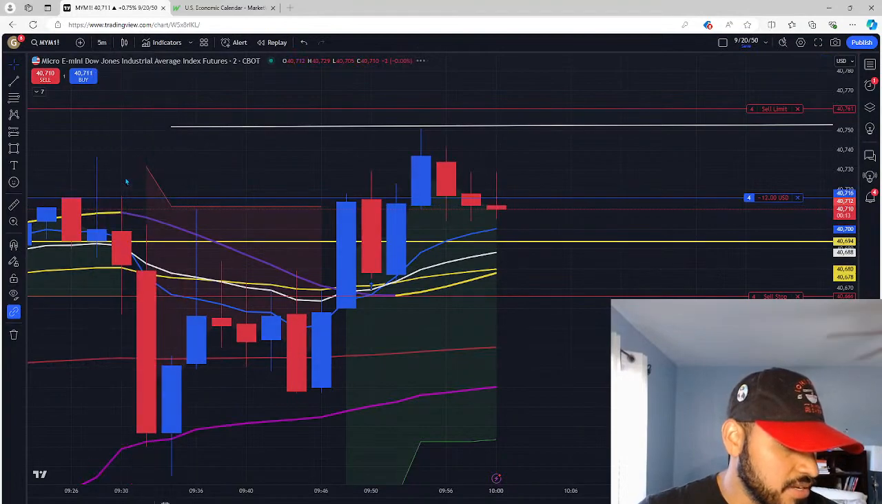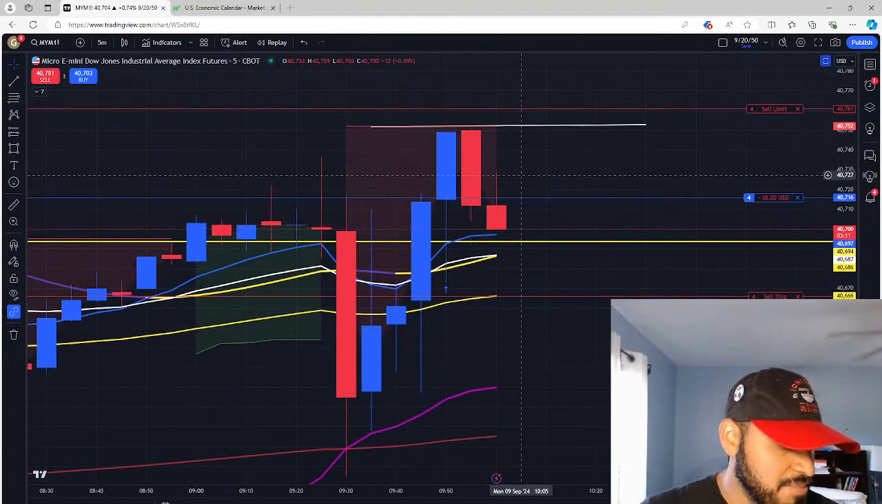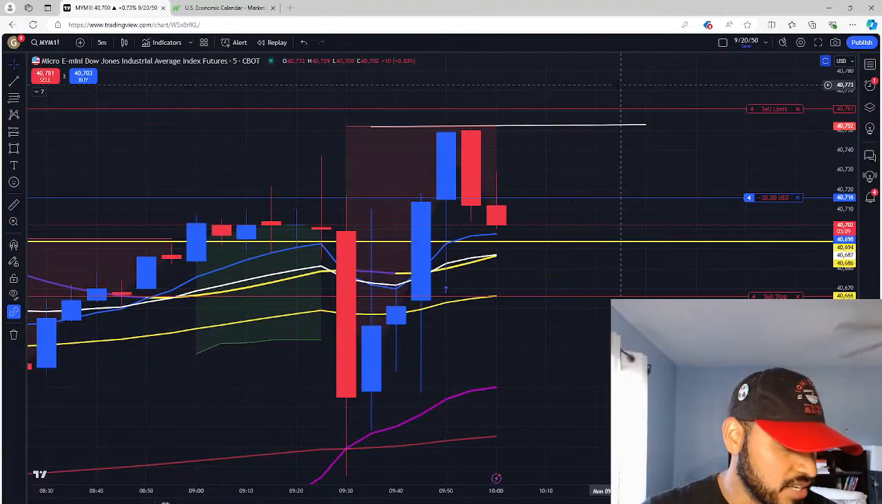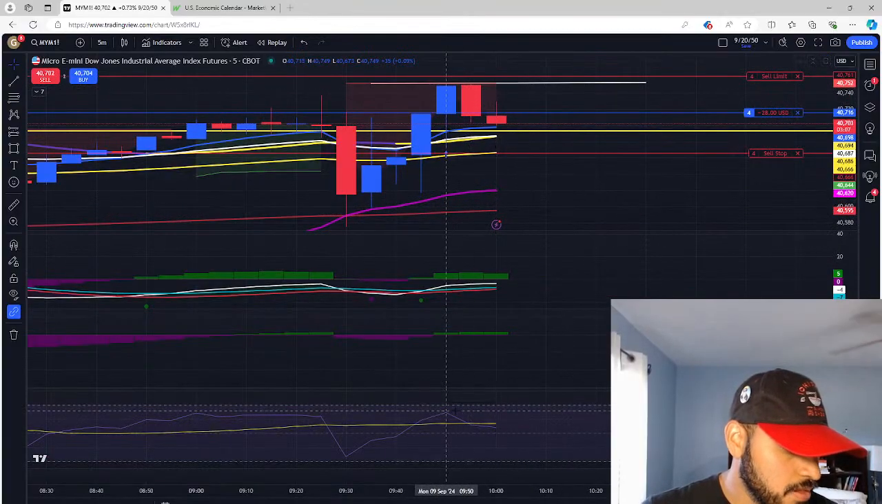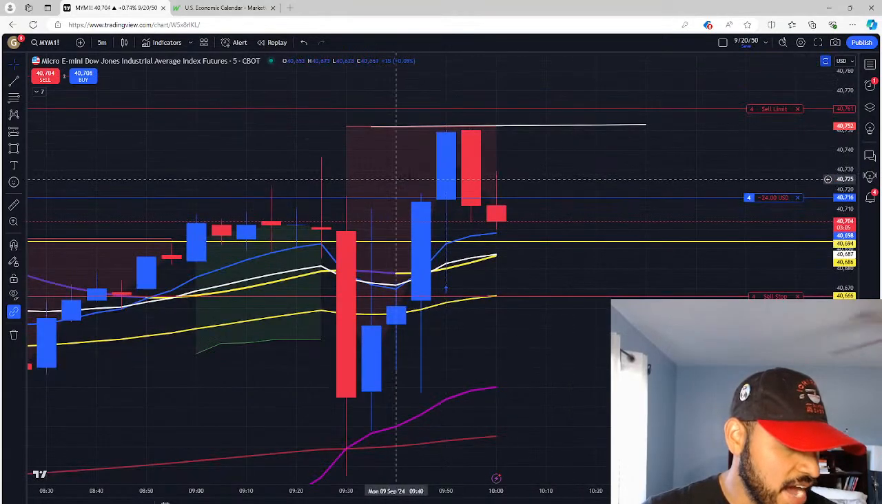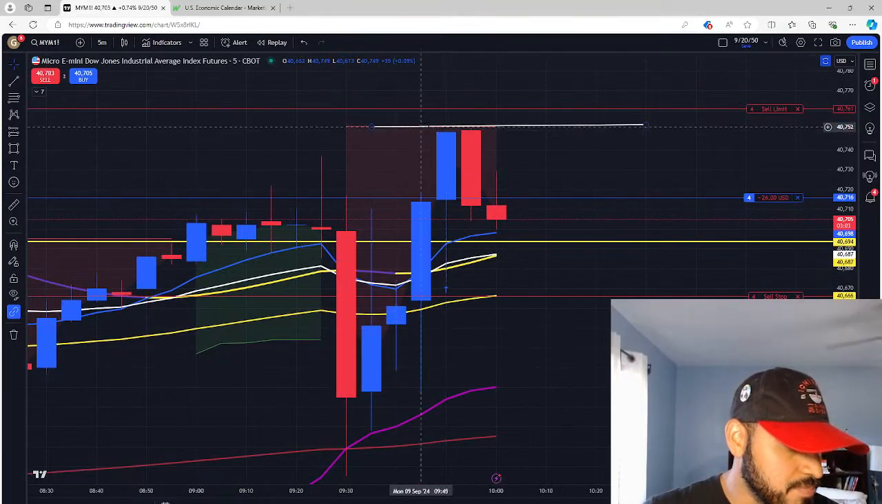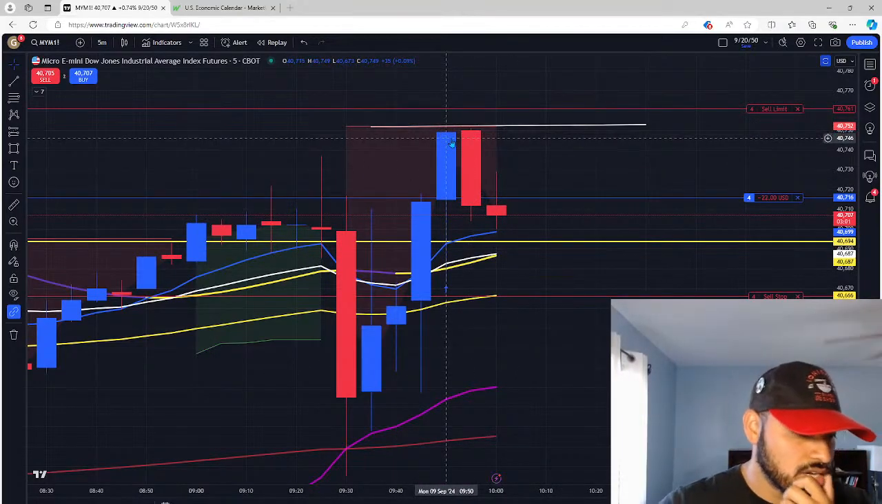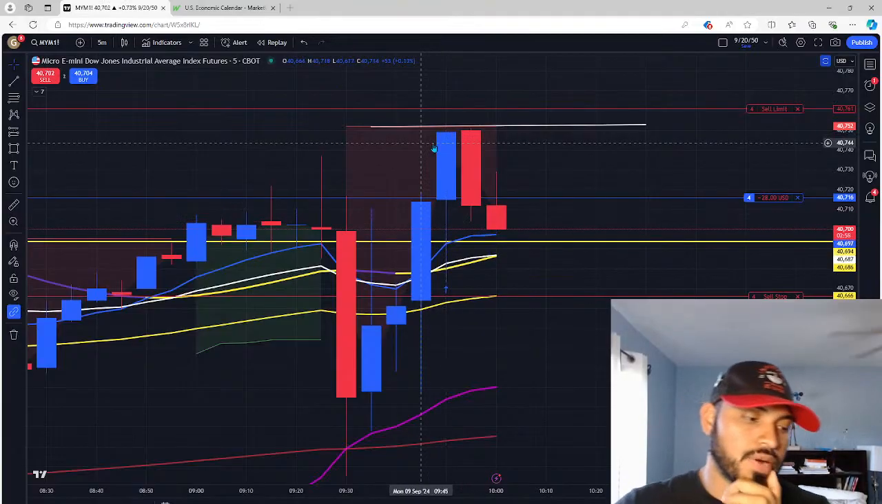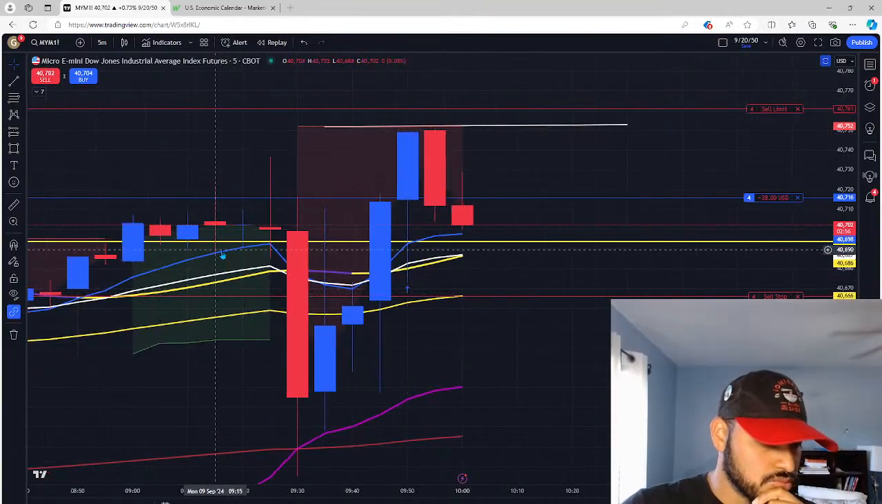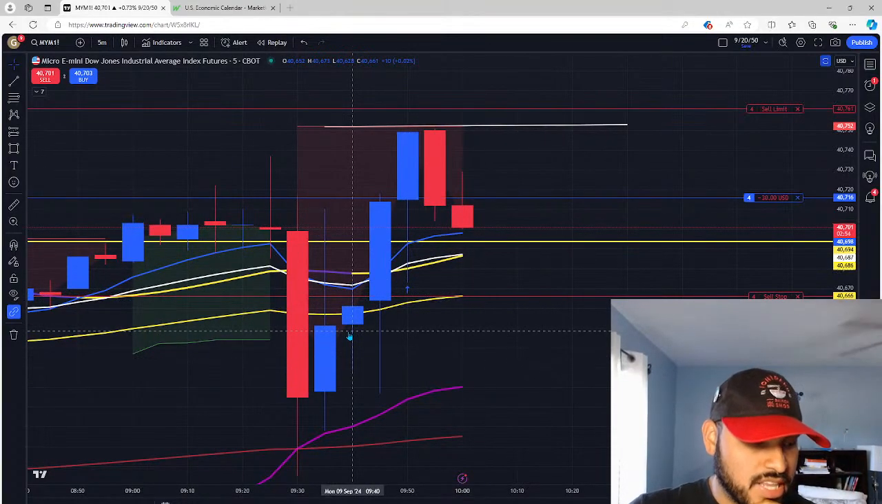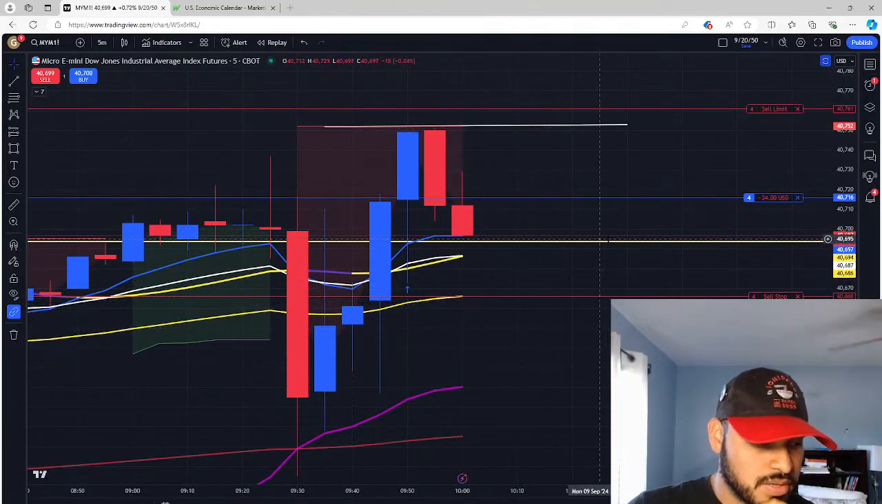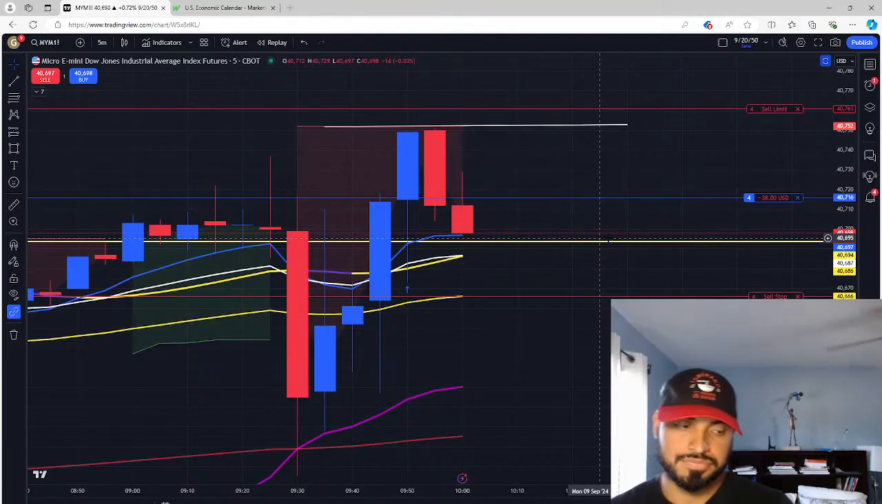Take a look at that 5-minute. 5 minutes still red, and we're rejecting off. RSI is below its moving average. Okay, so that super trend level was a very strong level right there. It's all right.